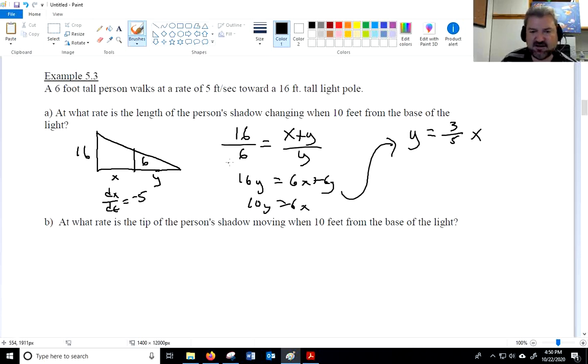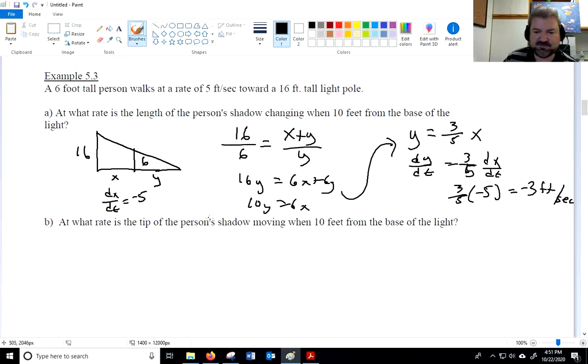y is the length of the shadow. We want to find the rate of change in the length of the shadow. Well, just take the dy/dt. And it's equal to 3/5 dx/dt. Turns out that the rate of change in the length of the shadow doesn't depend on how far away they are. It's going to be 3/5 times the rate of change of negative 5. So we're going to say negative 3 feet per second.